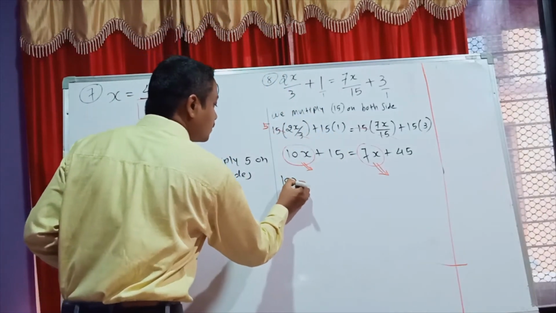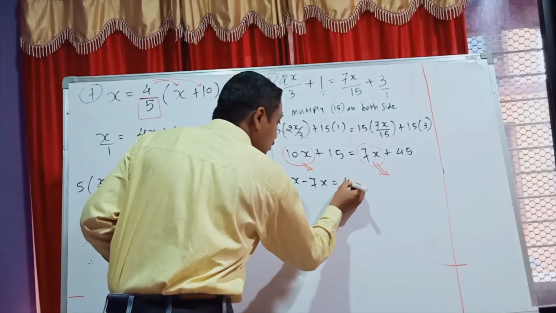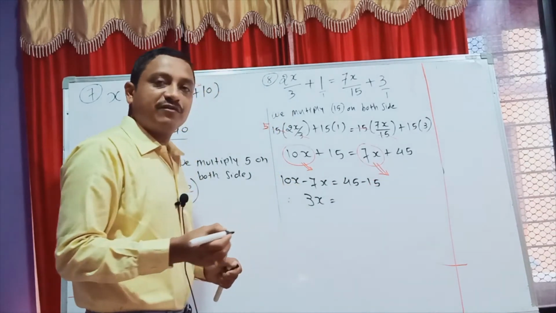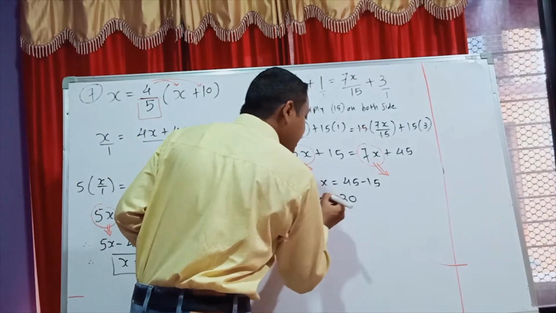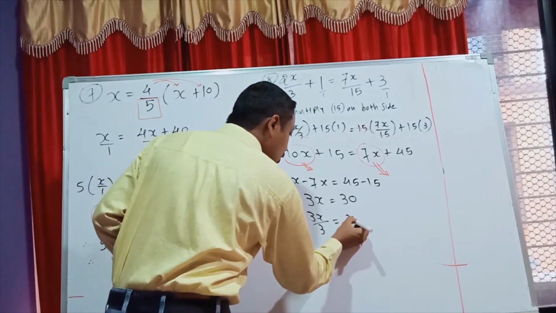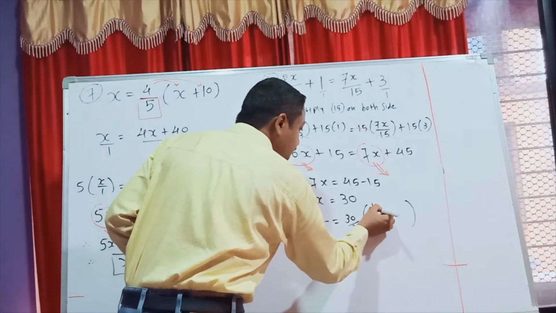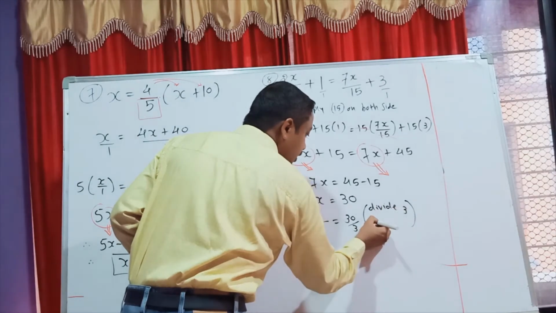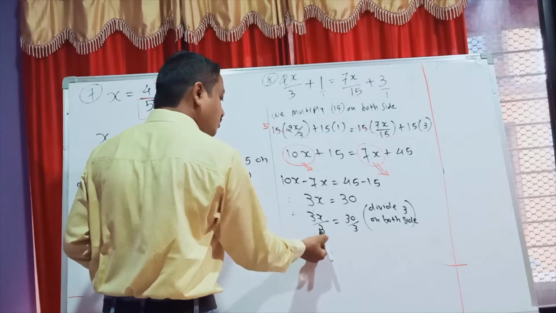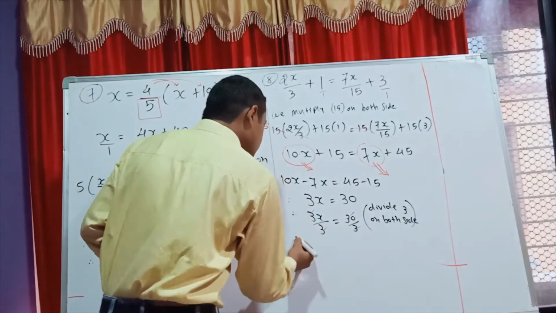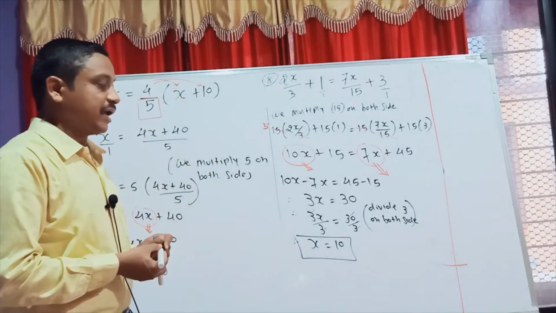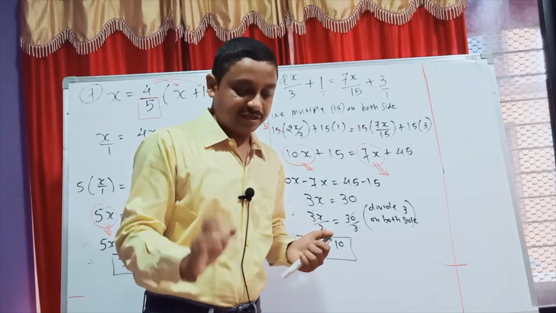So 10x minus 7x, 45 minus 15. How much? 3x. And students, 45 minus 15 is how much? Yes, it is 30. So I divide by 3 on both sides. Just here, divide 3 on both sides. So 3 and 3 gone. And here 10 3s are gone. So what is the answer? x is equal to, finally my answer is only and only 10.